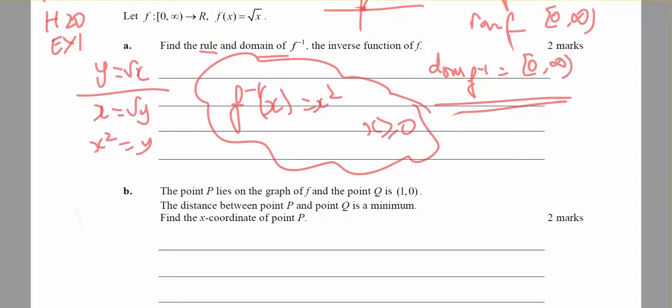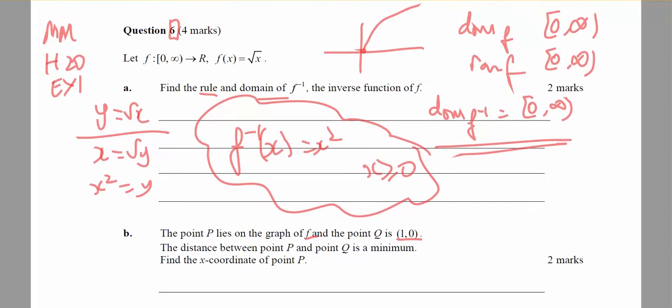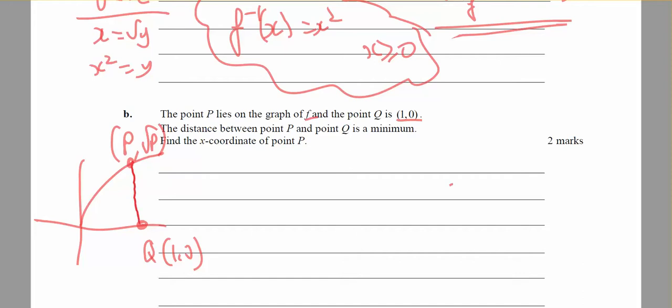Okay. A point P lies on the graph of f and Q is (1, 0). f is this one. Okay, so there is my f and there's point P. Therefore, the coordinates of that are (p, root p). And Q is at (1, 0). The distance from point P to Q is a minimum. So I want that distance there. So I need to use the distance rule.